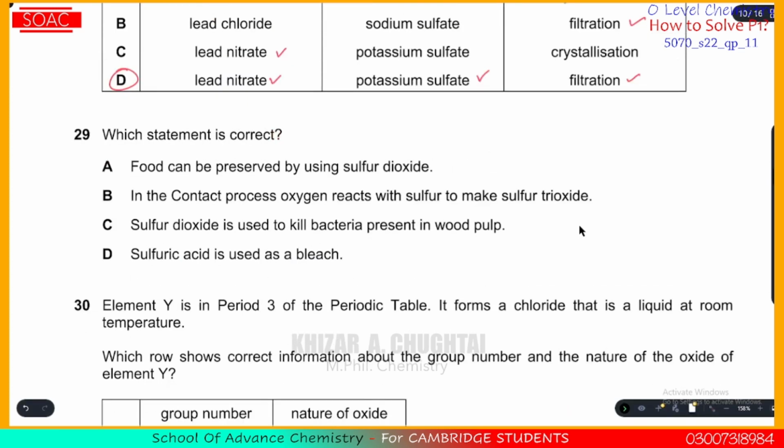Which statement is correct? A: Food can be preserved by using sulfur dioxide. Yes, sulfur dioxide can be used as a food preservative. B: In the contact process, oxygen reacts with sulfur to make sulfur trioxide. No, it reacts to make sulfur dioxide, not the trioxide. C: Sulfur dioxide is used to kill bacteria present in the wood pulp. No, it is used to bleach the wood pulp. D: Sulfuric acid is used as a bleach. No, A is the confirmed correct option.